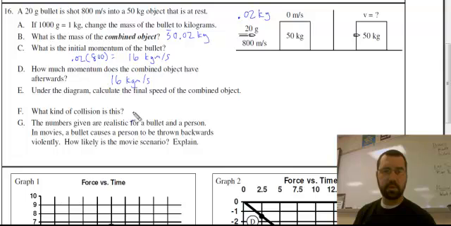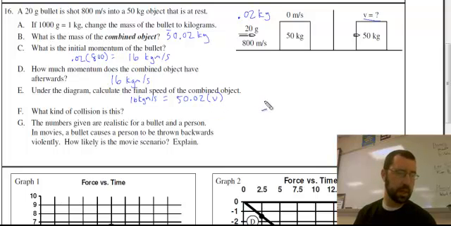Okay, under the diagram, find the final speed of the combined object. So here we're trying to solve for V. Okay, we know that the momentum, the final momentum, is 16 kilogram meters per second. So there we just need to solve for velocity. And once we do that, then we'll find that velocity is equal to 0.32 meters per second, so it slowed down quite a bit.